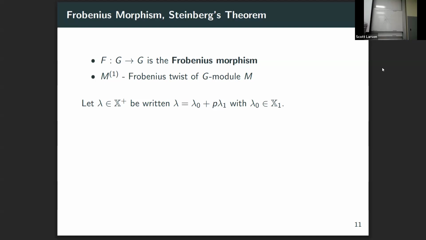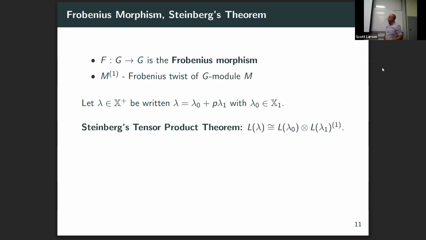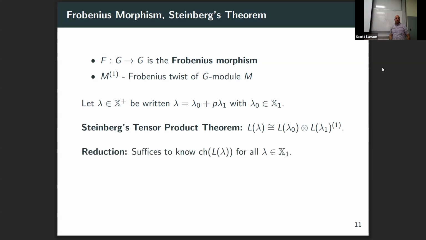And you can continue this process till you've written it just as restricted plus p times restricted plus p squared times restricted and so on. But the key point is that Steinberg's tensor product theorem says that L of lambda is isomorphic to a tensor product of L lambda 0 with L lambda 1 twisted once. And so as a consequence, all you need to know are the characters for the restricted dominant weights.